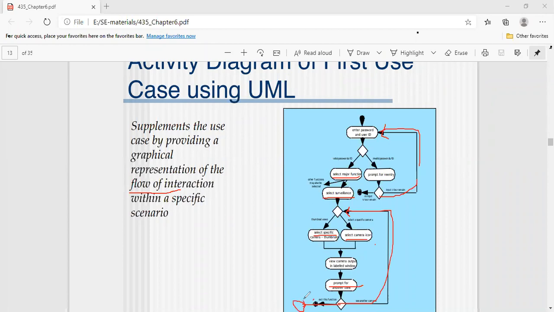Like this, the functions related to a safe house should be represented, right?